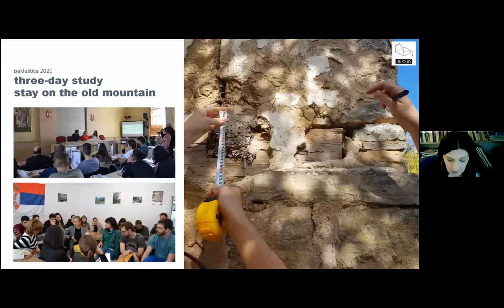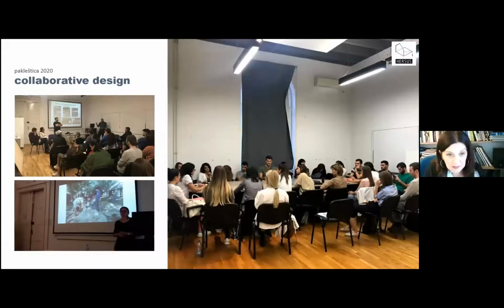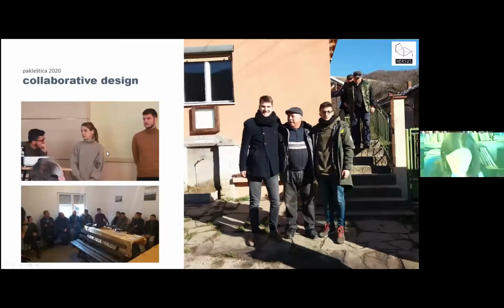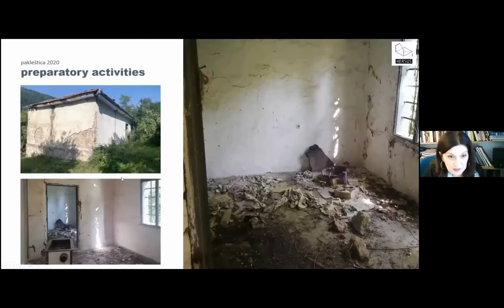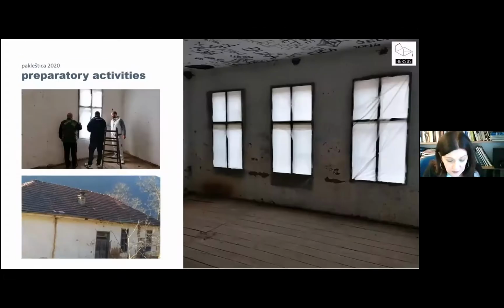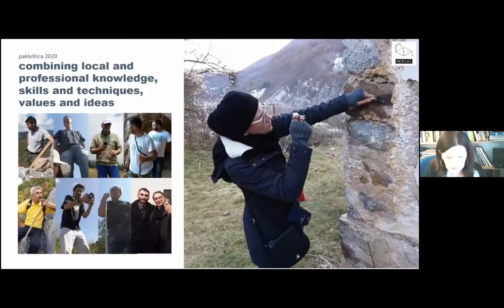We continued to work in different formats, supported by experts and guest lecturers from different fields of expertise, using different types of platforms for collaboration between us and within. We presented the proposal to the city officials in the municipality hall, but also in the village, to village inhabitants. We started preparatory activities for cleaning the school building and its yard. We took action to stop the further deterioration of the building by temporarily closing the windows with nylon and repairing the roof. In the process, we combined local and professional knowledge, skills, techniques, values, and ideas.